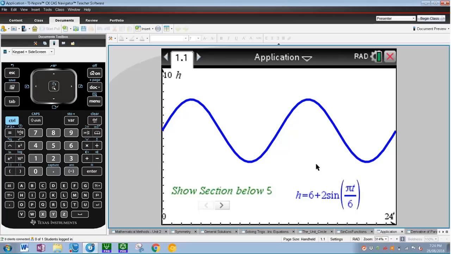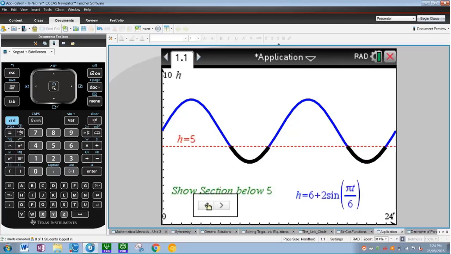And then you can start getting questions such as, a boat, for example, can only enter or exit the harbor or pier or whatever it happens to be when the height or depth of this tide is strictly above 5 meters. So what I've done here is I've drawn a dashed line at h equals 5. Of course, it's not an asymptote, it's more just a reference point.